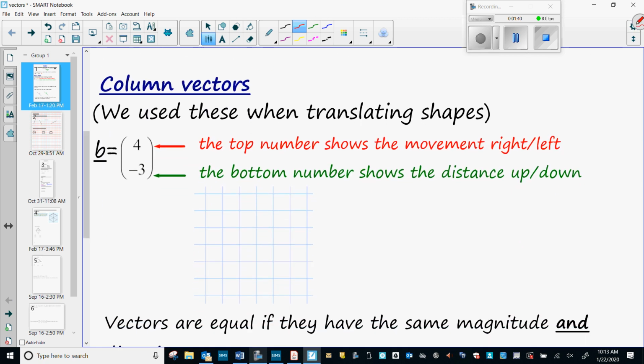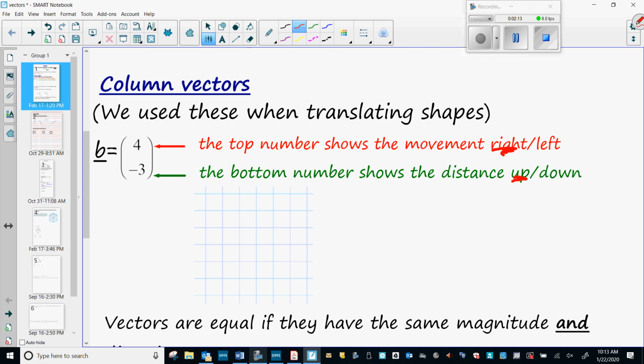So, column vectors. We've seen these when we translated shapes. For an example, you might see the underlined letter is equal to, and they've defined it. This top number tells you any movement right or left, and the bottom number tells you up or down, okay? If the top number is positive, it means going right, and if the bottom number is positive, it means going up. So if positive, the numbers are right and up.